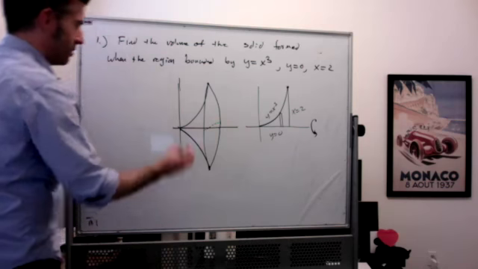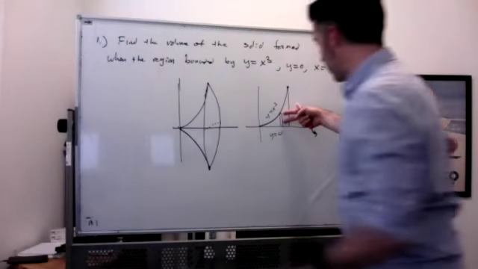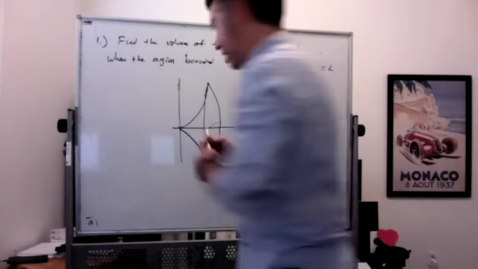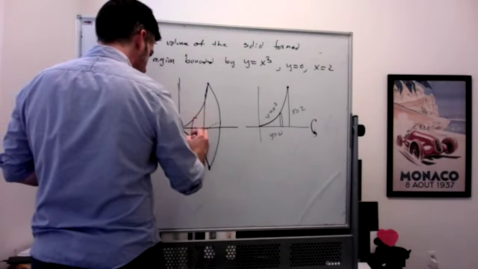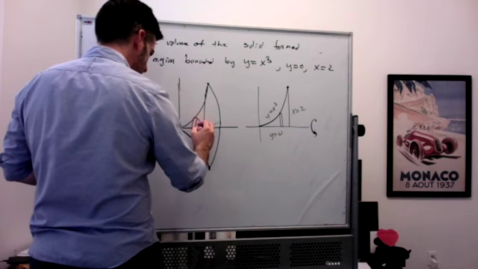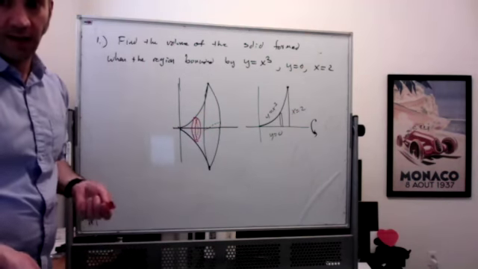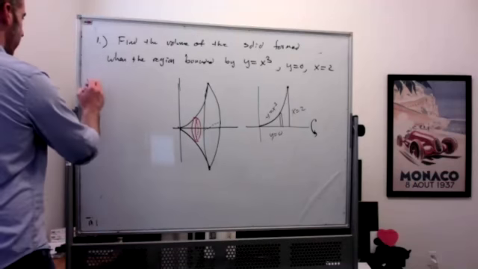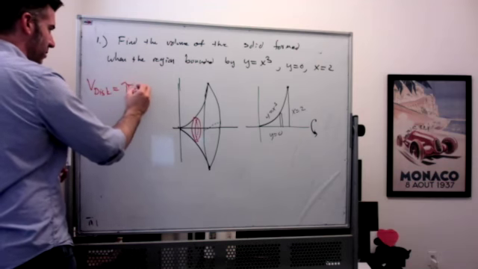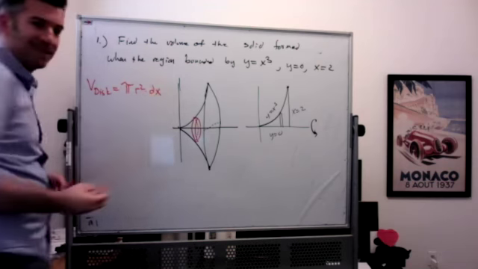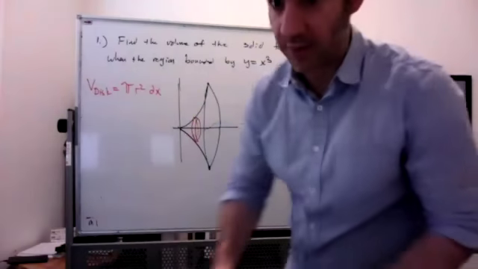Right, but that's kind of the idea. Specifically, I'm really interested in what's happening with this rectangle. So when that rectangle rotates around, it's going to look like a little disc. And I know how to find the volume of that disc. The volume of that disc is equal to pi times the radius squared times the thickness, dx. So I'm going to go back and be a little more specific.